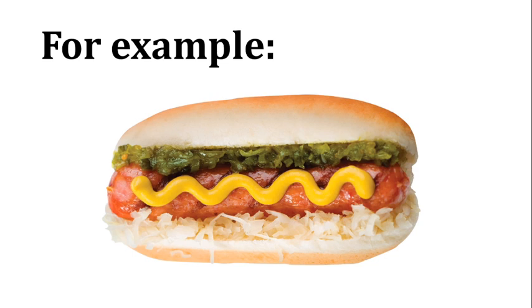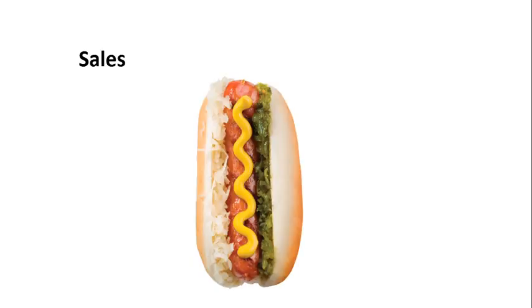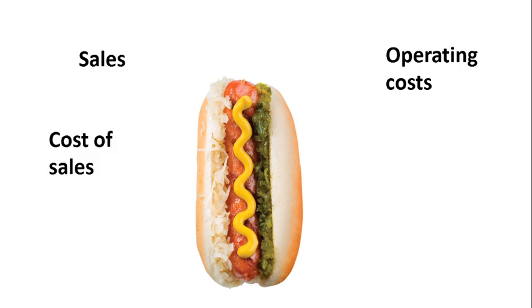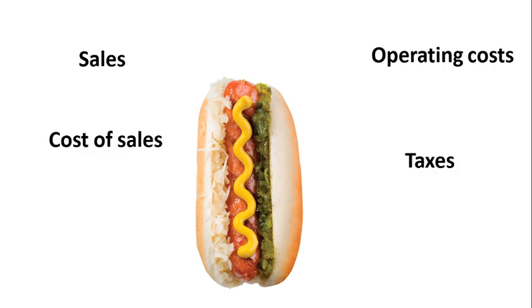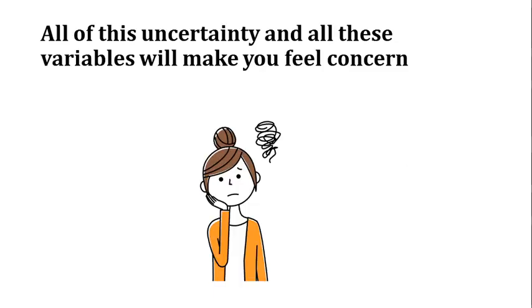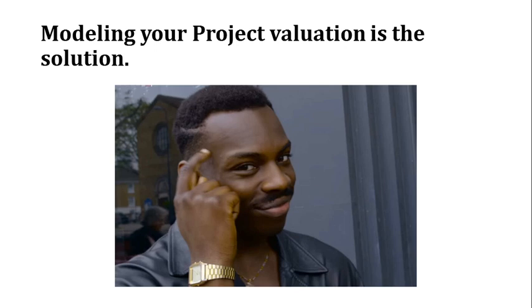This could be a big problem because there are so many variables that you have to consider before you start selling hot dogs. You need to consider how many hot dogs you can sell, or maybe which are the operating costs, or your cost of sales and taxes, etc. So all of this uncertainty and variables will make you feel concerned. For these cases, modeling your own project valuation is the solution.